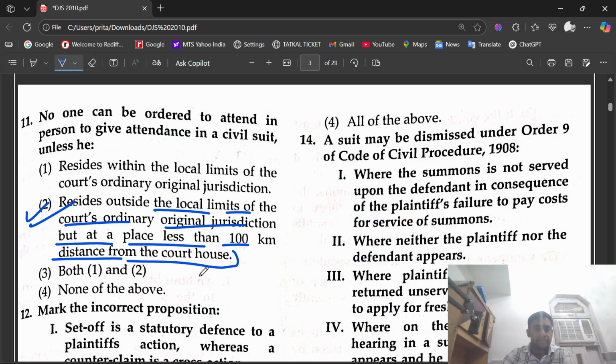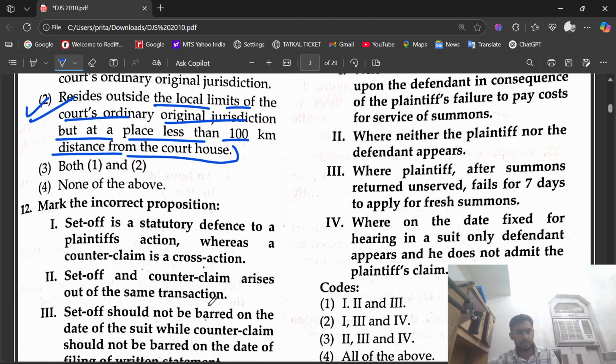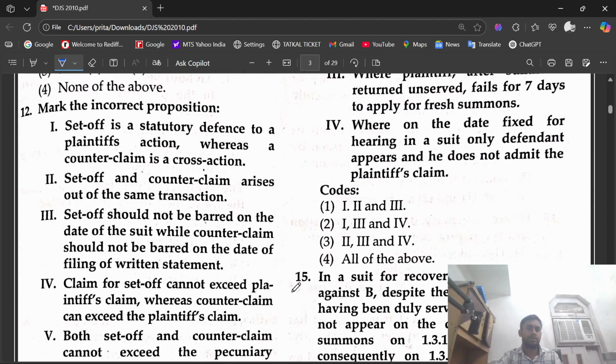Question number 12. Mark the incorrect proposition. Set off is a statutory defense to a plaintiff's action, whereas a counterclaim is a cross action. Set off and counterclaim arise out of the same transaction. Set off should not be barred on the date of the suit, while counterclaim should not be barred on the date of filing of written statement.